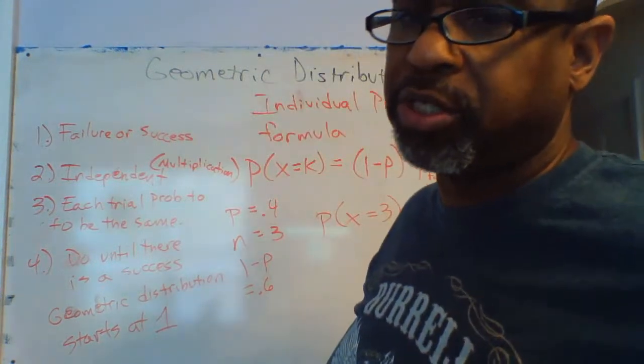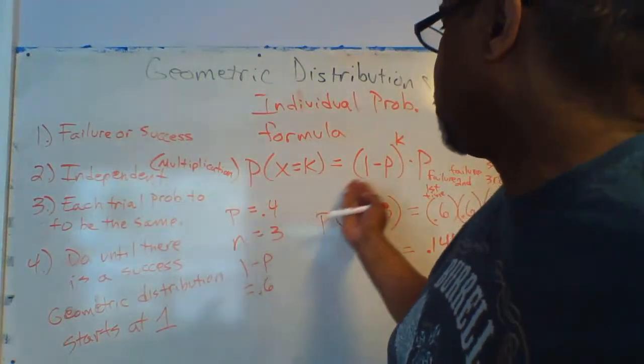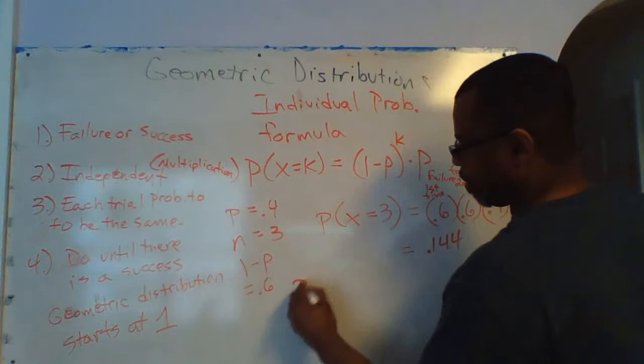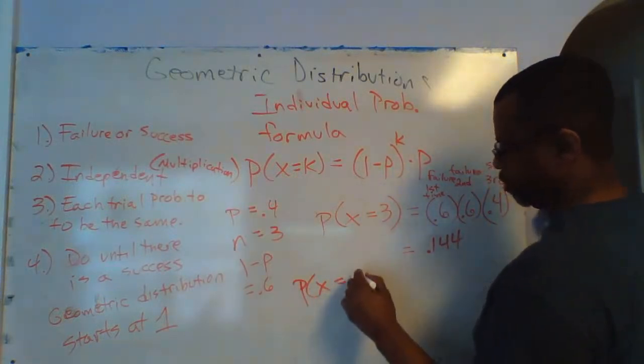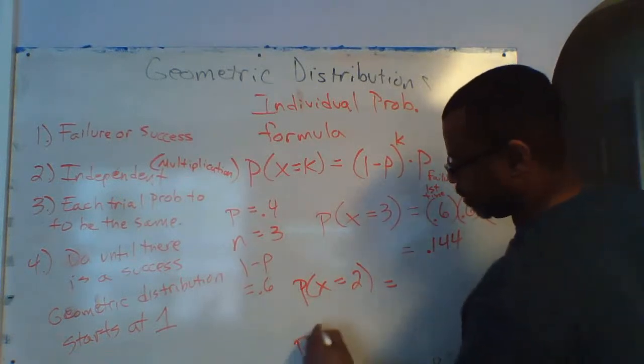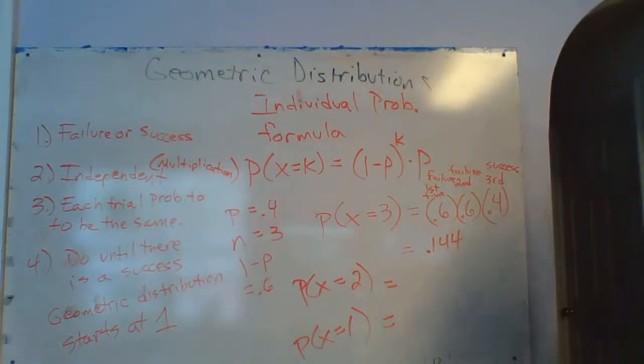Yes, that's for binomial distribution, what she's thinking about. The formula is right here on the board. Now what's the probability that x is equal to 2? And find the probability that x is equal to 1. We'll keep it simple for you. So what's the probability that x equals 2 and x equals 1?